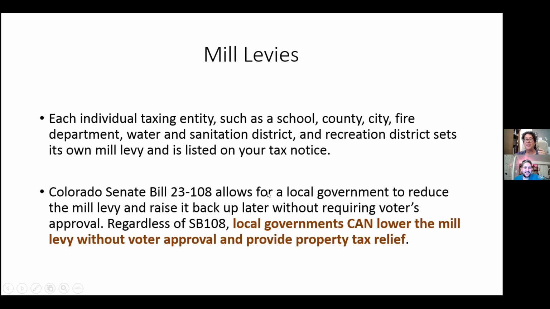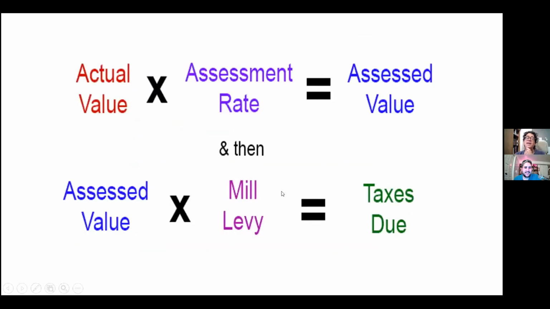So I'm going to skip down to this slide right here, and I'll backtrack too. Then we're taking that actual value the assessor set, multiplied by the assessment rate from the state legislature. That gives you now the assessed value, so it's going to be a smaller amount than what you got on that valuation notice you got in the mail in May of this year, and you can protest. We then take that assessed value times the mill levies that each little local government is setting, and then that equals the taxes due.